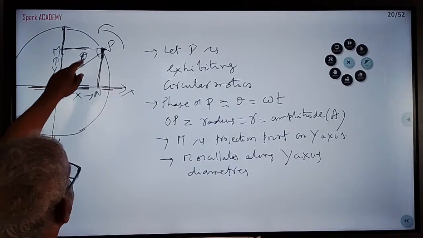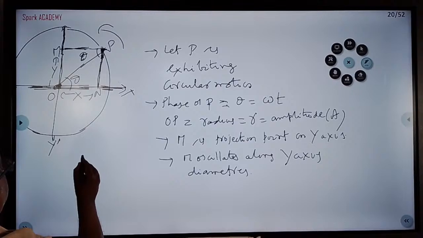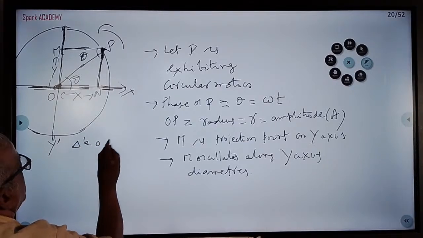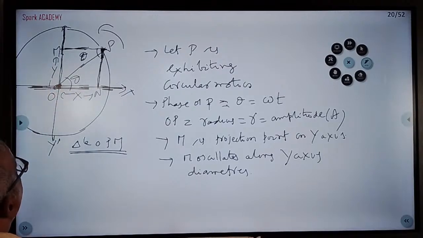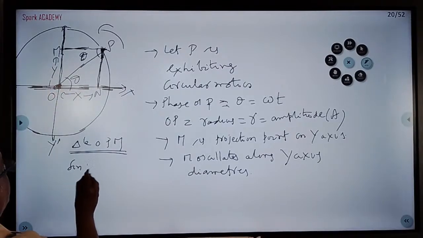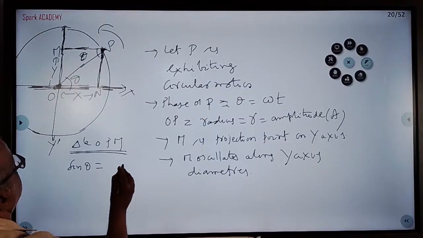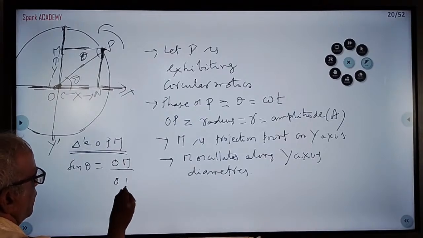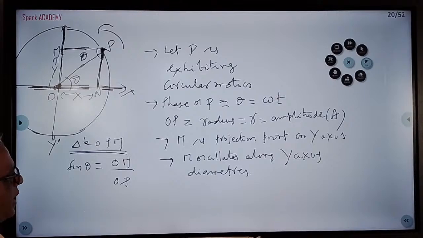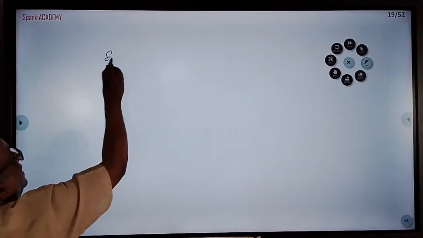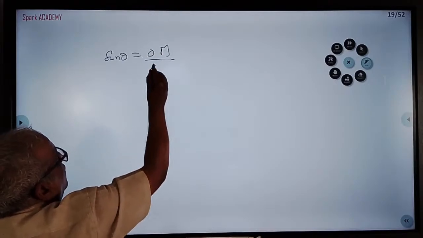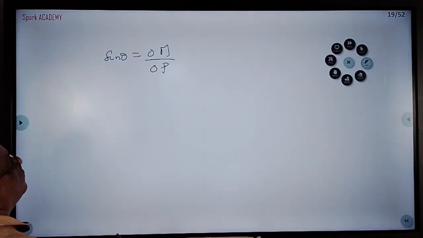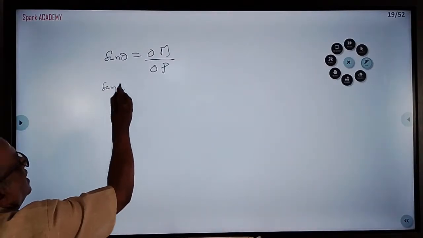So you see the figure. I am taking triangle OPM. In triangle OPM, sin theta is nothing but OM by OP. OM means displacement. Sin theta is nothing but y by R, or sometimes R will be given as A also. So y is equal to R sin theta.